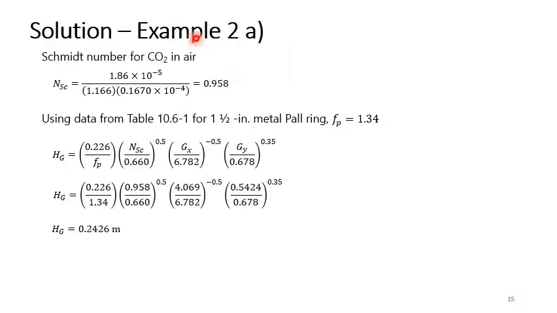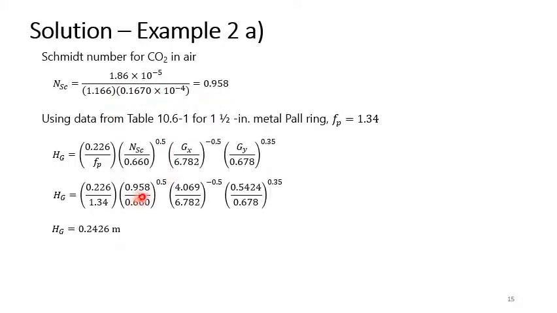Okay, start with example 2a to calculate the Hg, HL and HOL. So we start with Hg first. For Hg, the correlation is from table 10.61, and for a 1.5 inch metal Pall ring, the packing factor is 1.34. So you put Fp is 1.34. The Schmidt number, NSc, you calculate based on the data given.